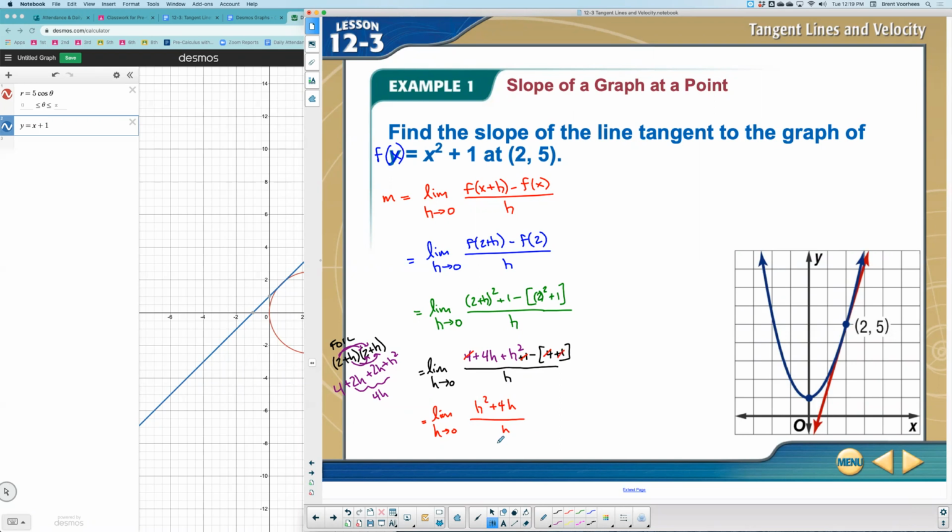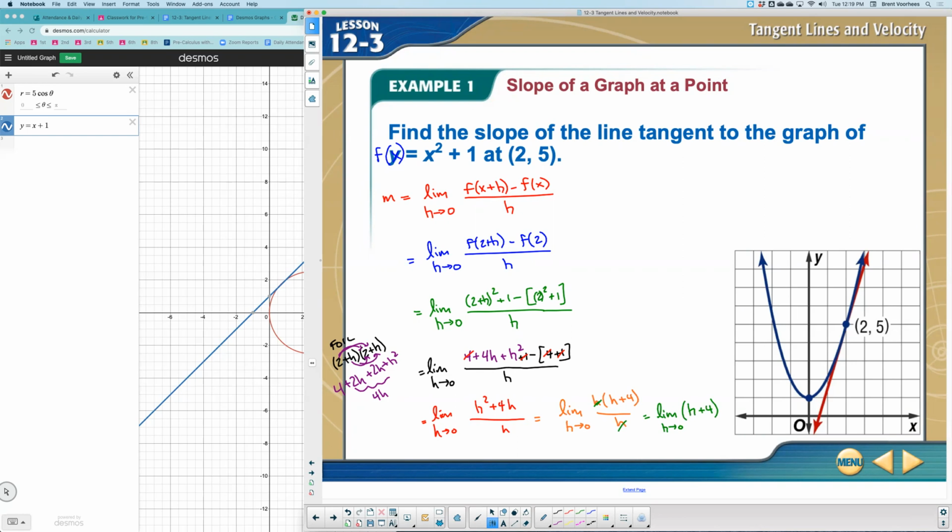There we go. And so now if I solve this by factoring, we could say that this is equal to the limit as h approaches 0. What I'm going to do here is a GCF. In the numerator, we have an h that's common. So it'll be h plus 4 over h. And now I can say, okay, these h's simplify with one another. So this is equal to the limit as h approaches 0 of h plus 4.